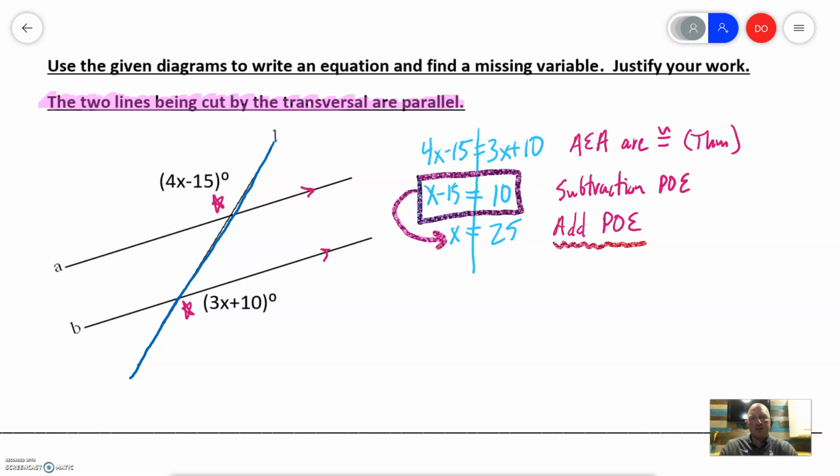And lastly, it's always a good idea once you find your variable, because we now know that x is 25, not a terrible idea to check your work. So I'm going to plug 25 into 4x minus 15. So 4 times 25, 100. 100 minus 15 would be 85. So I'm really just checking to see that 3x plus 10 really does equal 85.